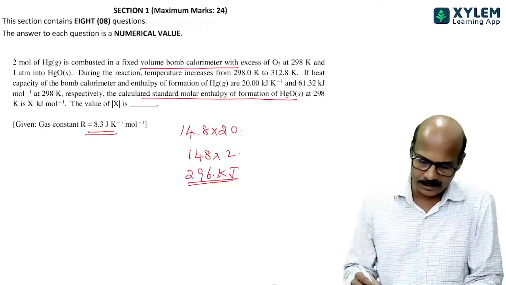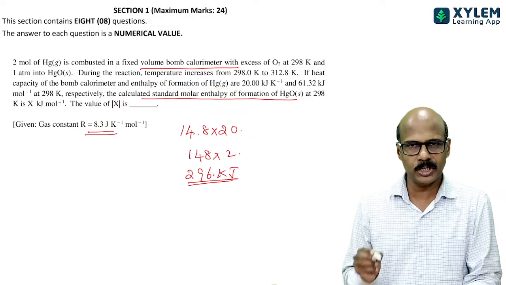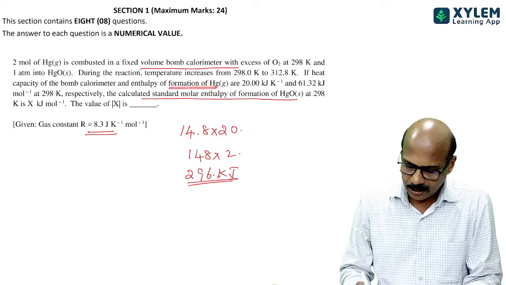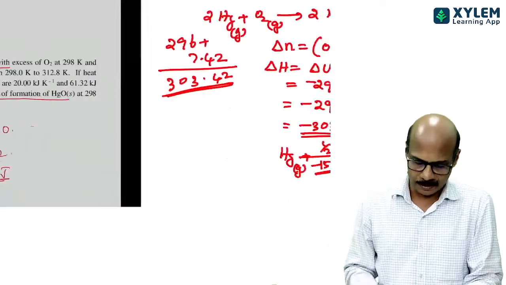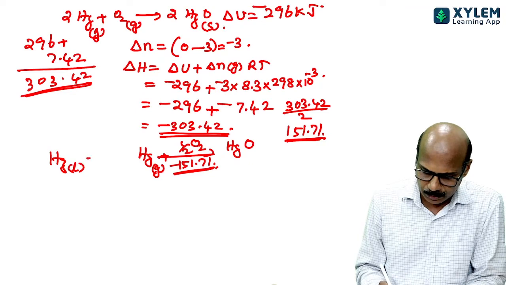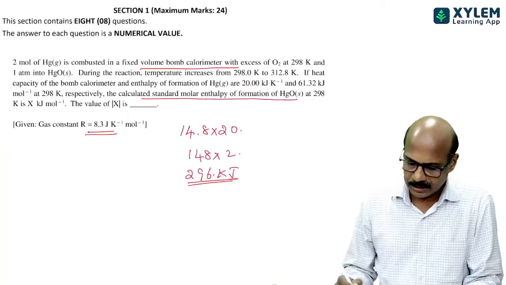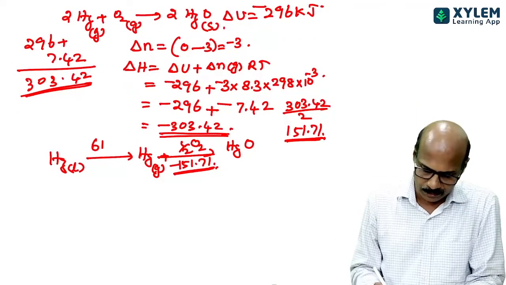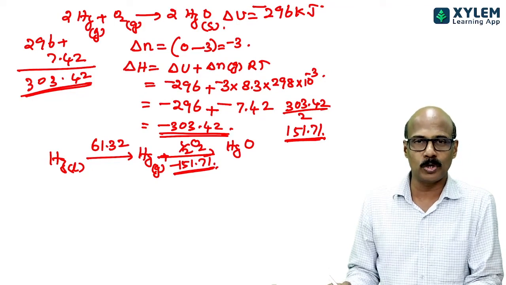And again they say the enthalpy of formation of mercury vapor. That means liquid mercury when converted into mercury gas, the enthalpy change involved is 61.32 kilojoule. That means the mercury liquid is converted into mercury gas. What will be the delta H given? The delta H given is 61.32 kilojoule. This value is given as 61.32 kilojoule. What do we want to determine?